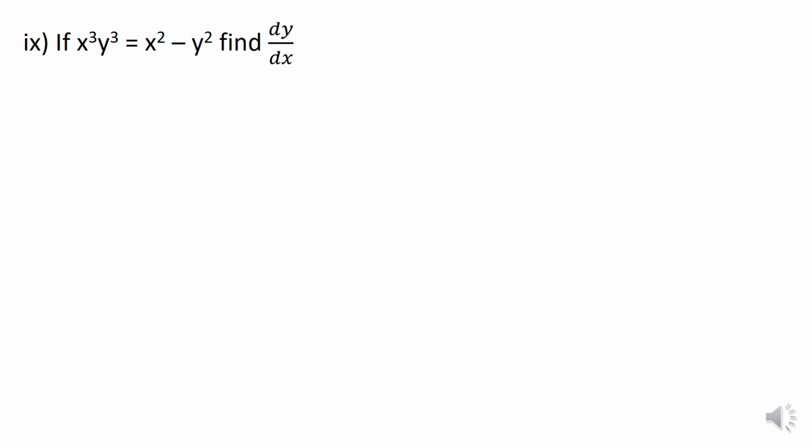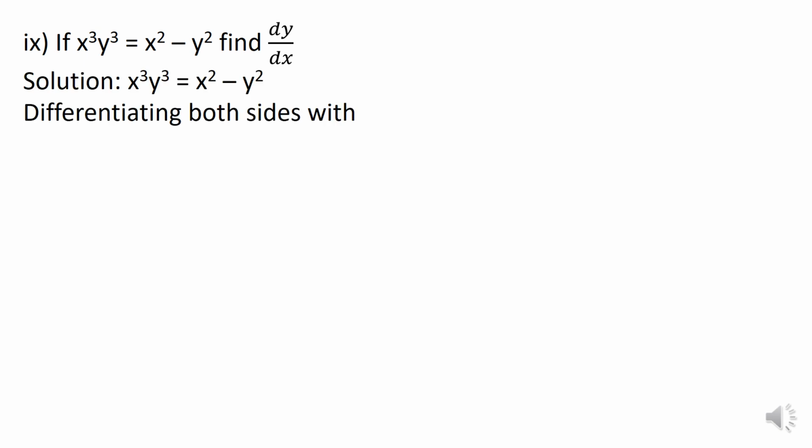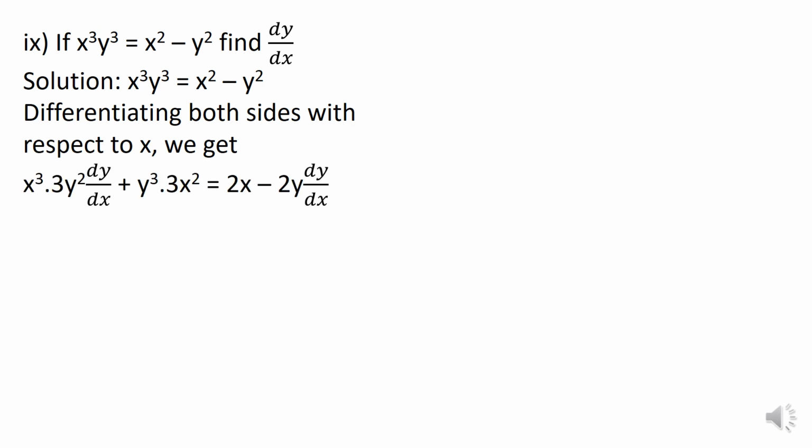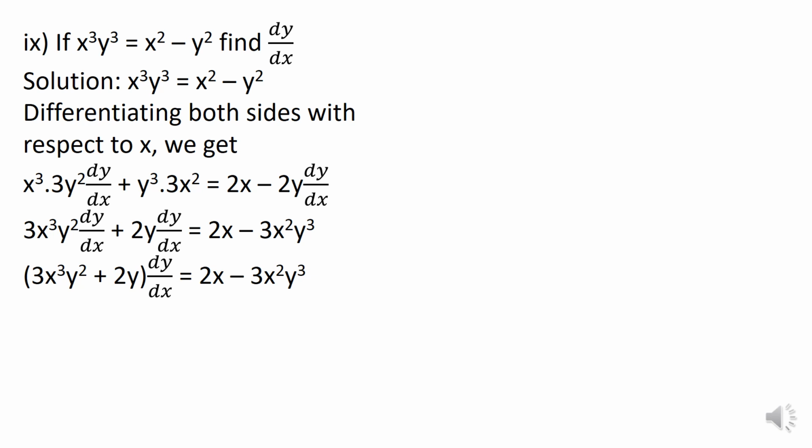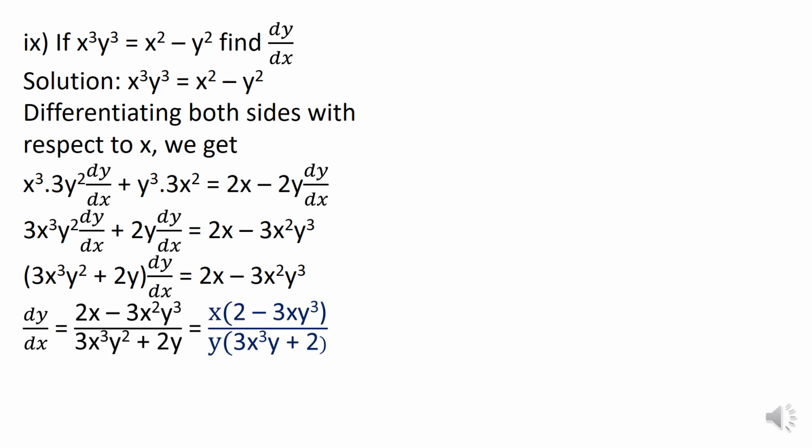In the next sum, if x^3 y^3 is equal to x^2 - y^2, find dy/dx. Here, we start by differentiating both the sides with respect to x. On the LHS, we use the product rule. So, we get x^3 into 3y^2 dy/dx plus y^3 into 3x^2. On the RHS, x^2 becomes 2x and y^2 becomes 2y dy/dx. We write the dy/dx containing terms on one side, the remaining terms on the other side. We simplify by doing like this, and then we find the final answer, that is dy/dx.